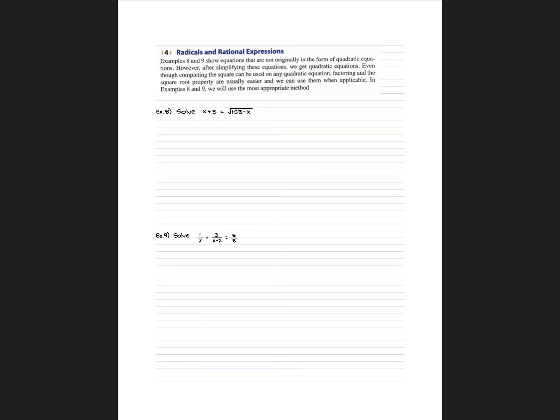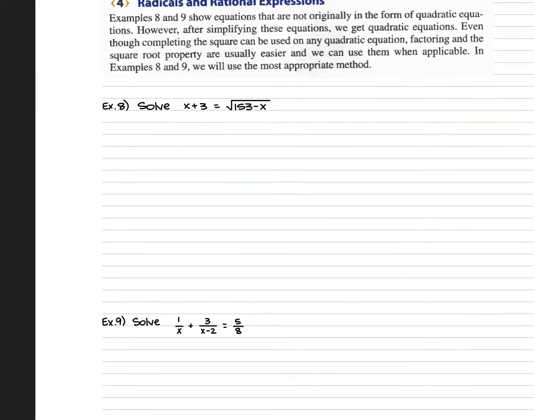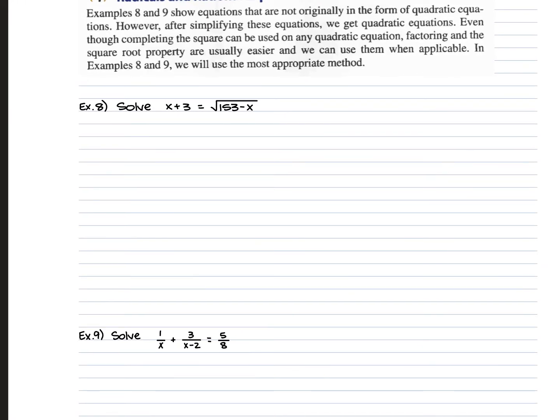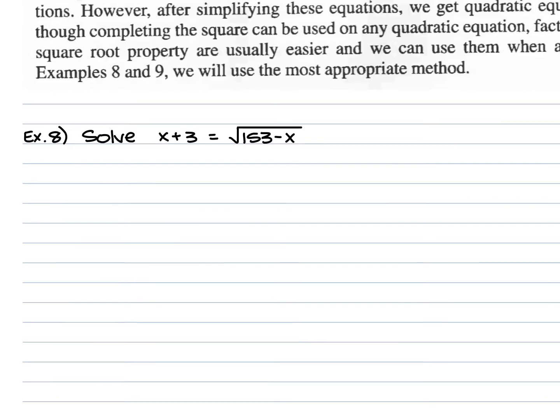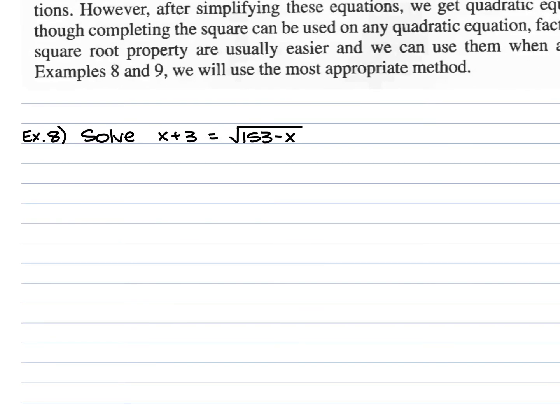For the next example, we are just solving. We have x plus 3 is equal to the square root of 153 minus x. For this one, you are going to start by squaring both sides in order to get rid of that radical. So you're going to put parentheses around the x plus 3, you're going to square it. You're going to put parentheses around the square root of 153 minus x, you're going to square it. The square root to the second power cancels out, where you just have the 153 minus x.